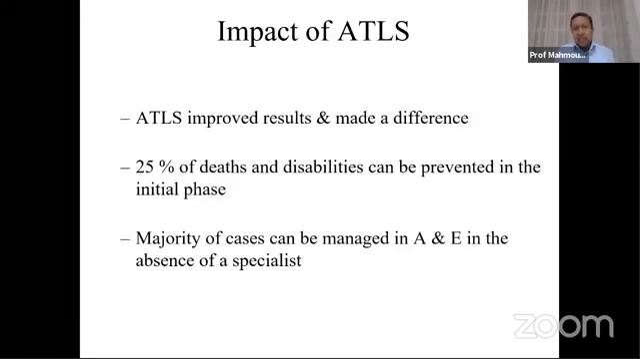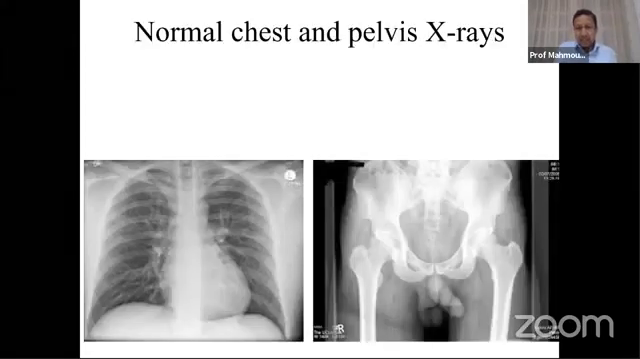The impact of the ETLS training: it could improve the results and make a difference, especially in casualty. You don't need specialized doctors here in casualty. You just need people who are trained on how to do the initial management for trauma, so that they can prevent at least 25% of these deaths and disabilities at this initial stage. Here is the X-ray of the chest and pelvis. We are orthopedic surgeons. We know how to read the pelvis X-ray, but we don't know well how to read chest X-ray.